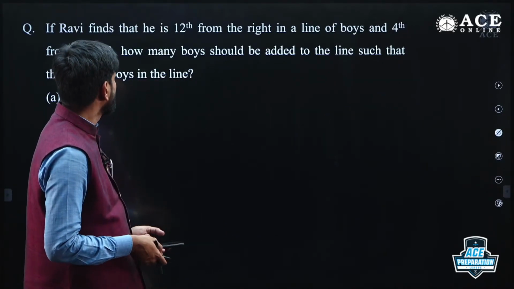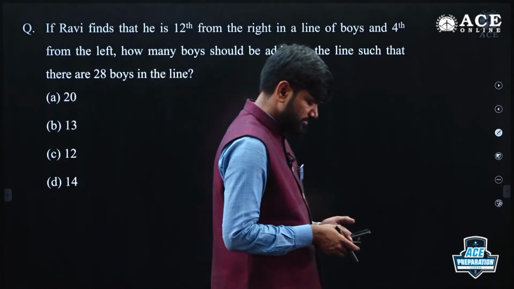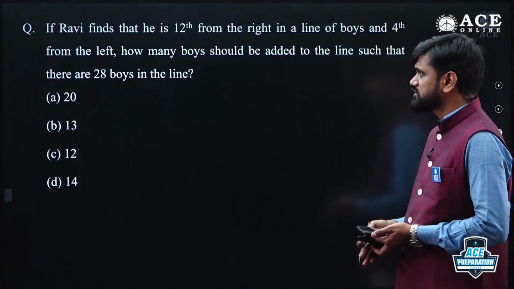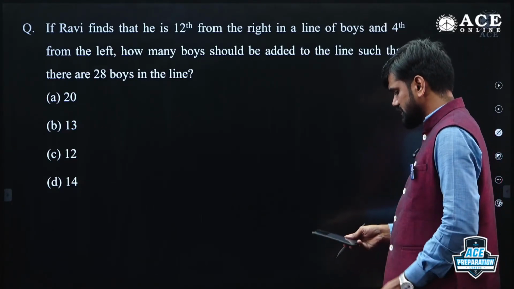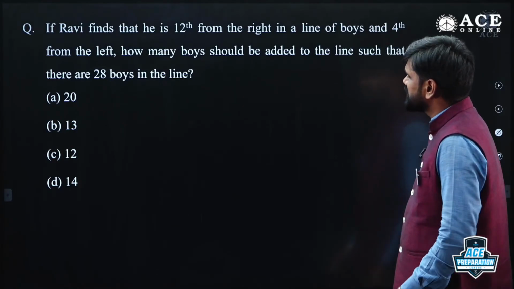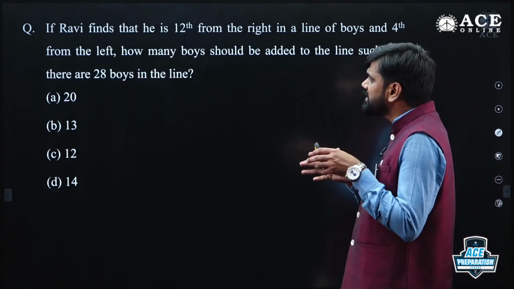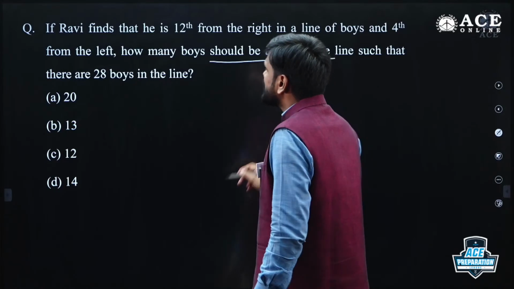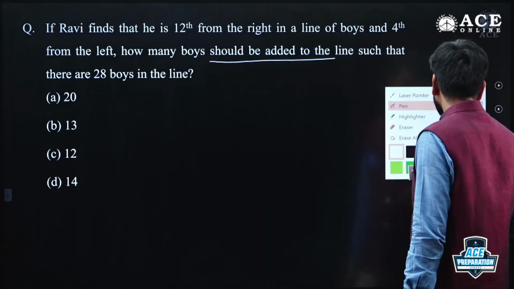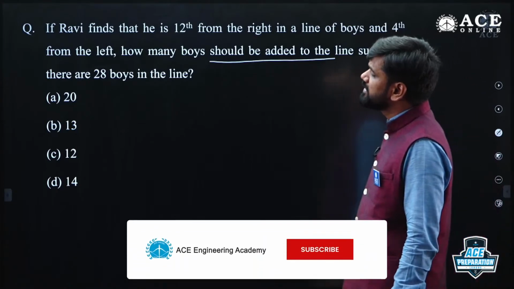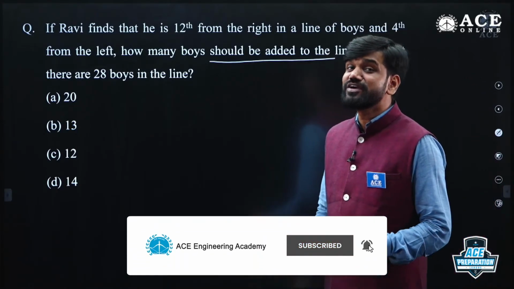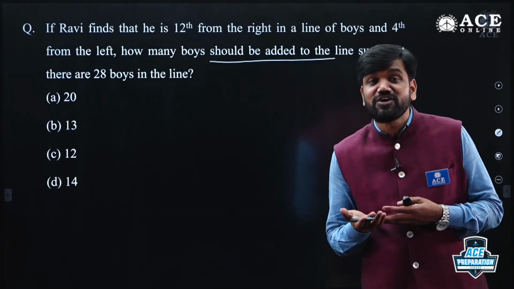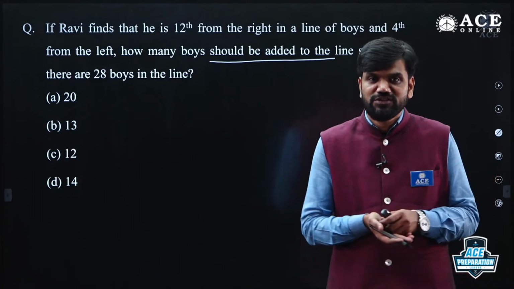Chalo, let us try the next one. If Ravi finds that he is 12th from the right in a line of boys and 4th from the left, how many boys should be added to the line such that the total number of boys will be 28 in the line? So you just find how many are existing now. If you can identify how many are existing now, then you can decide how many should be added to make it 28.